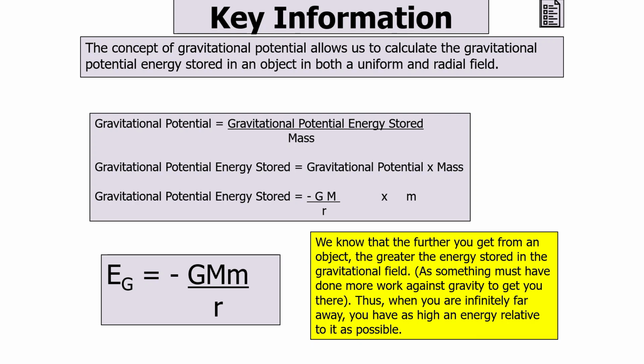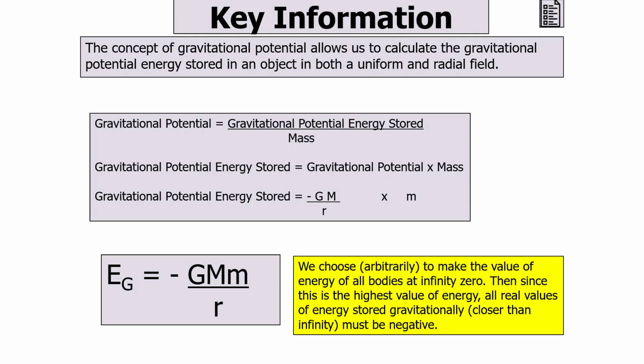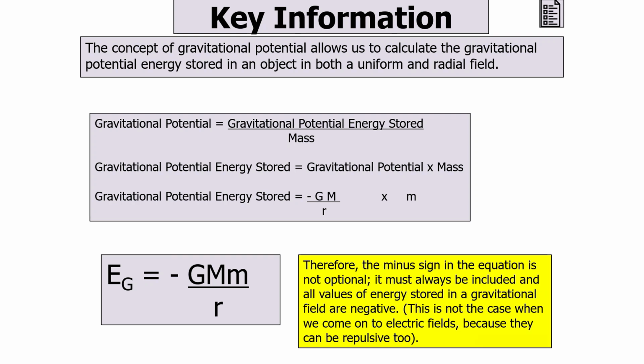Thus, when you're infinitely far away, you have as high an energy relative to it as possible. Now, we choose arbitrarily to make the value of energies of all bodies at infinity zero. Then, since this is the highest value of energy, all real values of energy stored gravitationally must be negative. Therefore, the minus sign in the equation is not optional. It must always be included, and all values of energy stored in a gravitational field are negative.